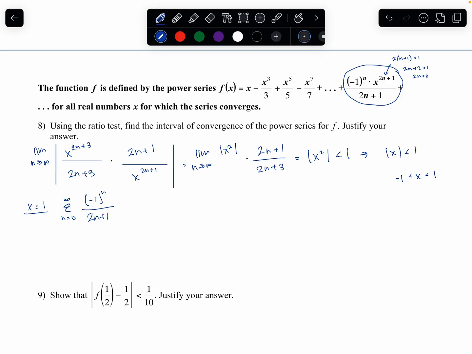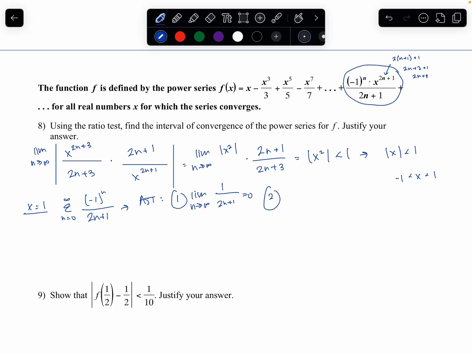Well, this series right here is alternating, so let's just use the alternating series test. If it's an alternating series, just use the alternating series test. So for the alternating series test, we're going to show, 1, the limit as n approaches infinity of 1 over 2n plus 1. Well, that's equal to 0.